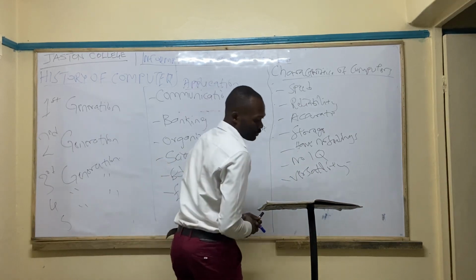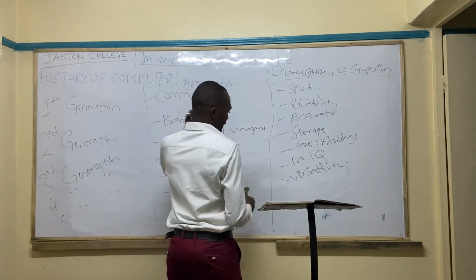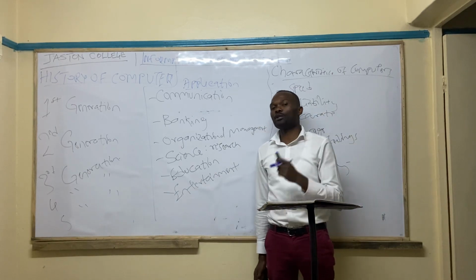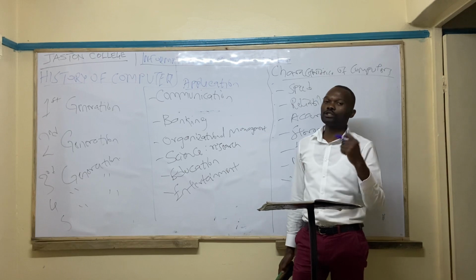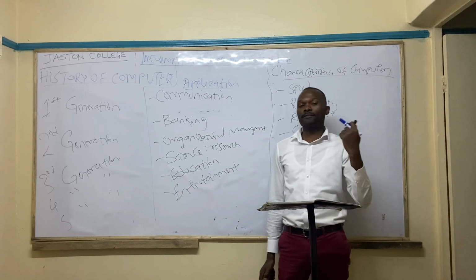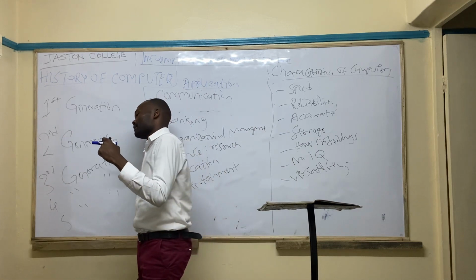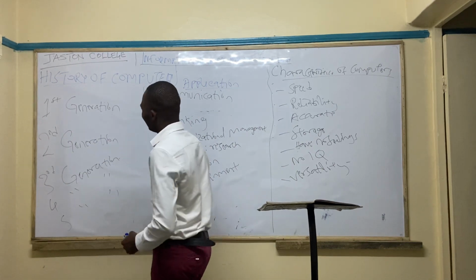Then the next thing, I want us to go back. We talked about the computer system. In the computer system, we had raw data, then we had input, storage, and processing. After processing, we also had something called output.